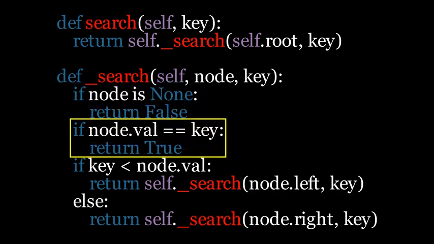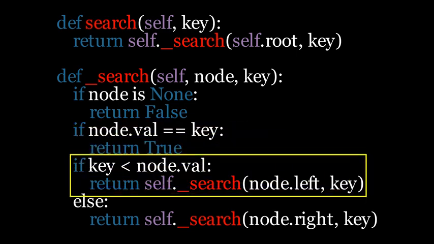Then, the other base case. If the value of the current node matches the key, it means we've found the key in the tree, so the method returns true. If the key is less than the value of the current node, it means the key, if it exists, must be in the left subtree. The method then recursively calls _search on the left child of the current node.